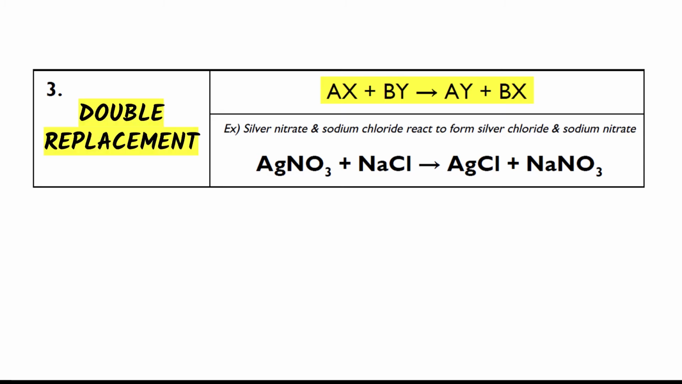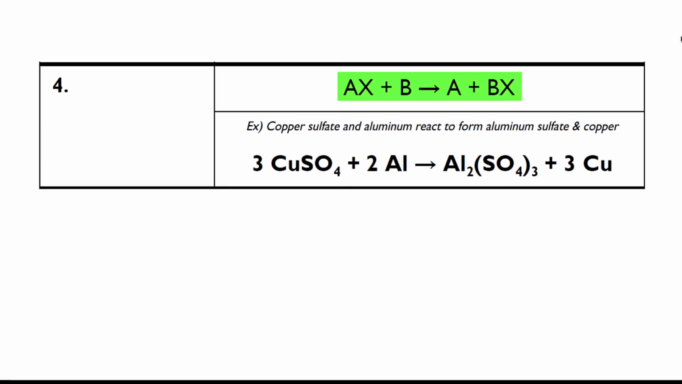We start off with 2 compounds with 2 different parts to each compound. AX plus BY. X and Y switch partners, and Y ends up with A, B ends up with X. So in this example, silver starts off with nitrate and ends up with chloride. Sodium starts off with chloride and ends up with nitrate. It's a double replacement reaction. This is different. It is a subtle difference, but it is different from a single replacement reaction.